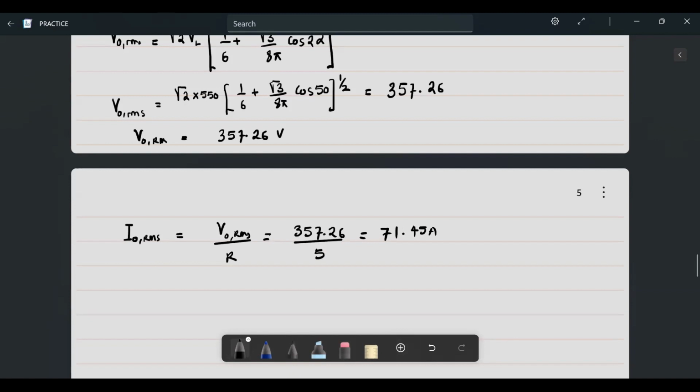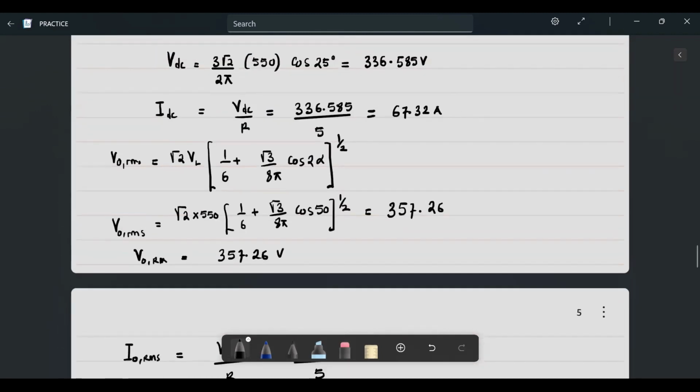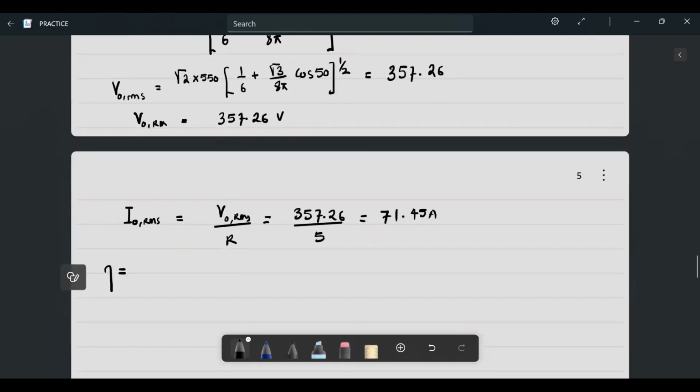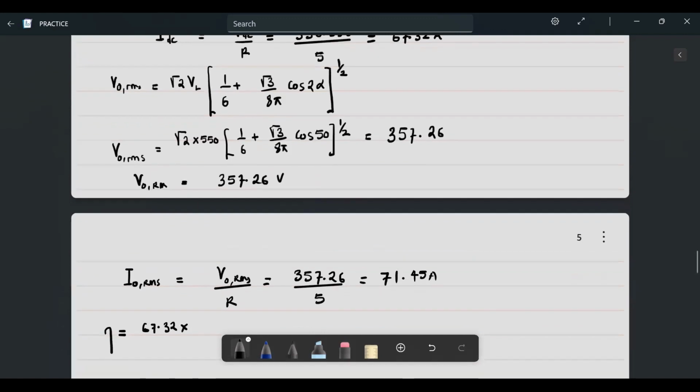You can now find the rectification efficiency. Just like I said, you can use IDC squared over IRMS squared to give you the same answer, or you can use VDC squared divided by V output RMS squared. But if you want, you can find the efficiency in terms of power. The DC power is simply the DC current times the DC voltage, right? The DC current here we found 67.32, and the corresponding DC voltage was 336.585.